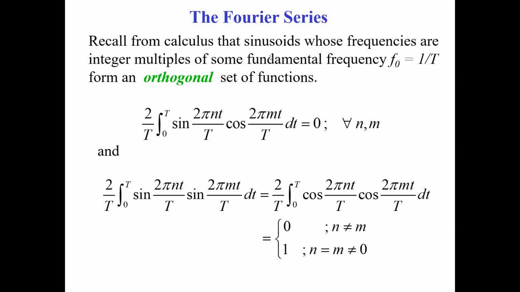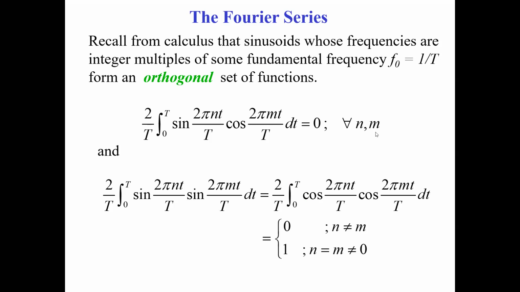Recall from calculus that sinusoids whose frequencies are integer multiples of some fundamental frequency f naught form an orthogonal set of functions. This kind of set is called the orthogonal set of functions. Like n f naught t, we can put n equal to 1, 2, 3, 4, up to anywhere.